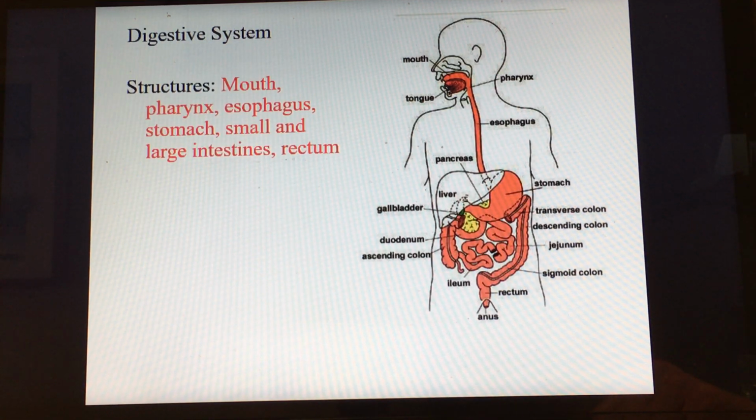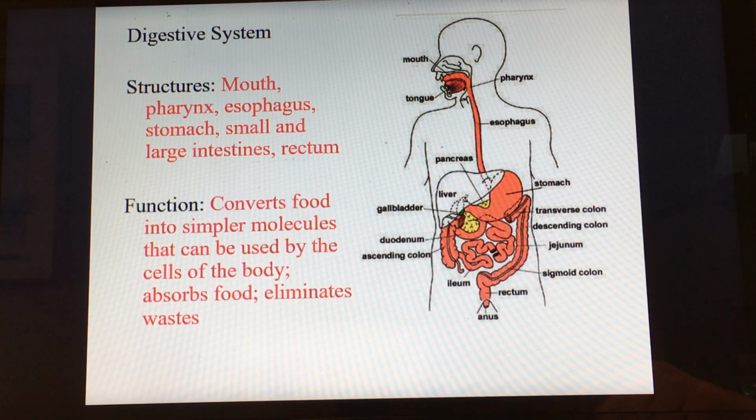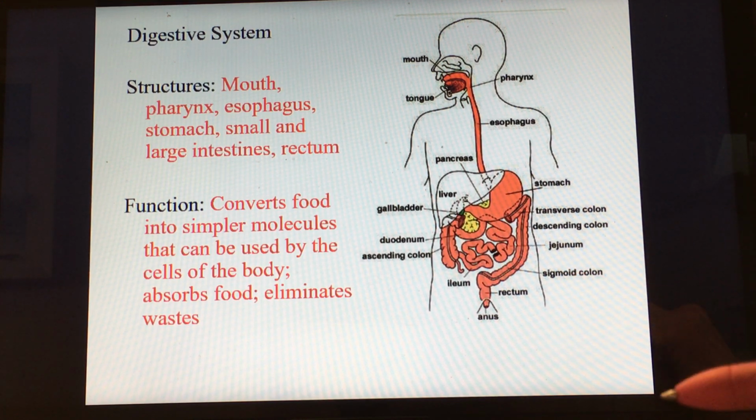The digestive system includes the mouth, pharynx, esophagus, stomach, small and large intestines, and the rectum, and converts food into simpler molecules that can be used by the cells of the body, and absorbs food and eliminates waste. I'm going to talk a little bit more, in more detail, about the digestive system. It's not going to be in this much detail on this test, but it would be for the fetal pig test, so it's good to go over it now.